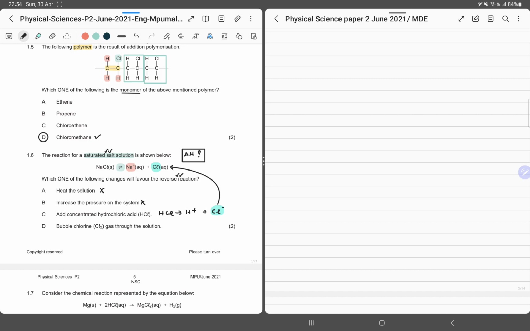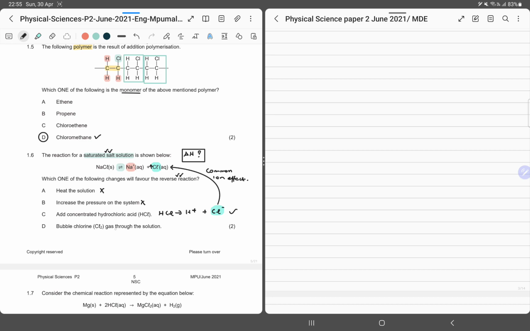Okay, so this is the so-called common ion effect. It means if we add in concentrated hydrochloric acid, we are going to be increasing the concentration of the chloride ions. And if we increase the concentration of the chloride ions, according to Le Chatelier, that would be the disturbance in that system in equilibrium. Therefore, it will shift so as to cancel that effect. That would favor the reverse reaction. Most definitely, this is the answer.